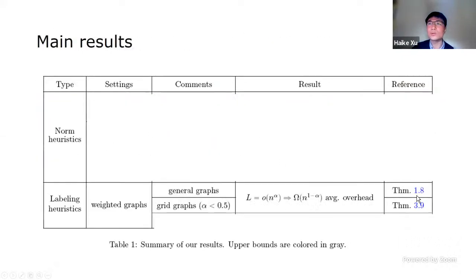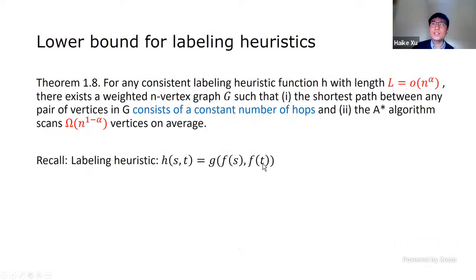Next, we talk about theorem 1.8, the lower bound result for labeling heuristics. The result for labeling heuristics achieves almost the same trade-off here, n to the power of alpha versus n to the power of 1 minus alpha, compared with the previous one. So we can skip the statement here. Although they have almost the same trade-off, they use different proof strategies.